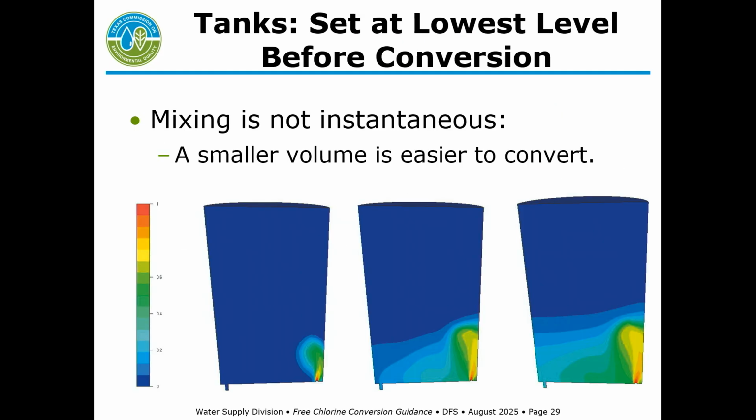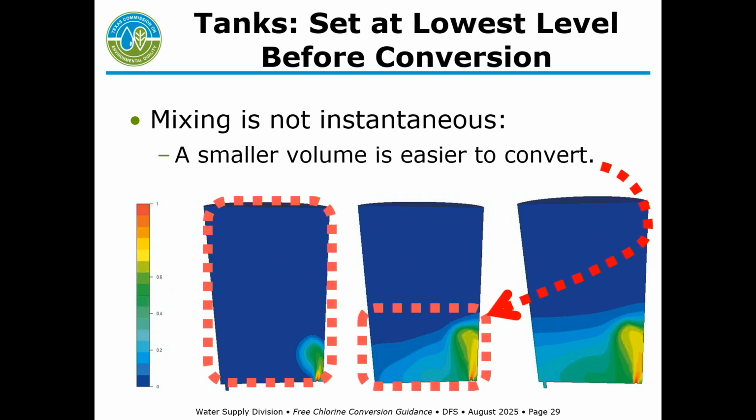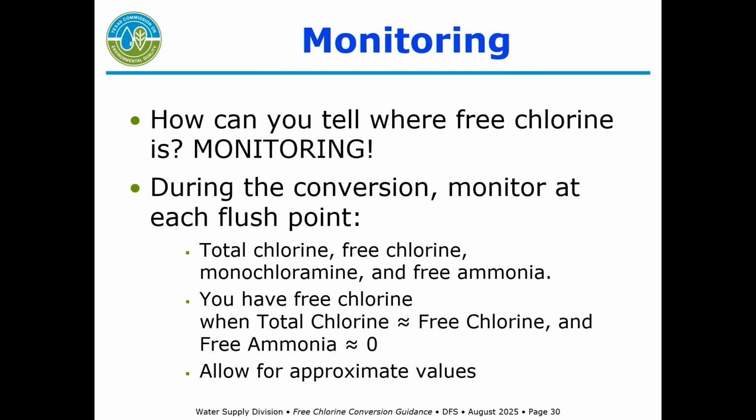This is an example showing how free chlorine mixes into existing water in a tank. Just pretend these are water tanks full of monochloramine, and free chlorine is coming in. Notice that over time, the top part of the tank still remains monochloramine, and the bottom starts the conversion much faster. If you had a smaller volume instead of the full tank, that conversion would go faster. How do you tell where free chlorine is? You have to do that with monitoring.